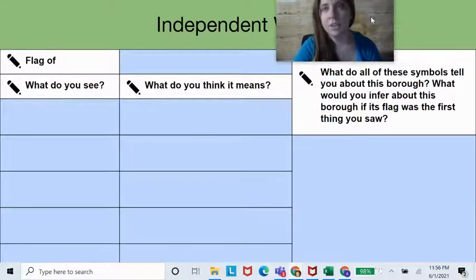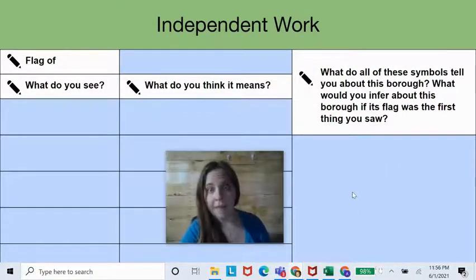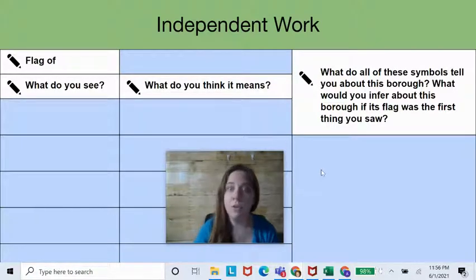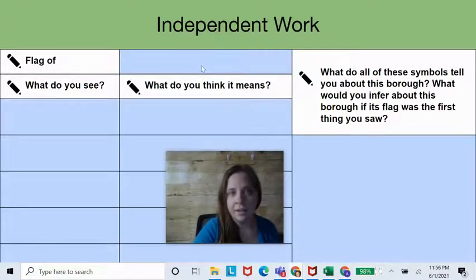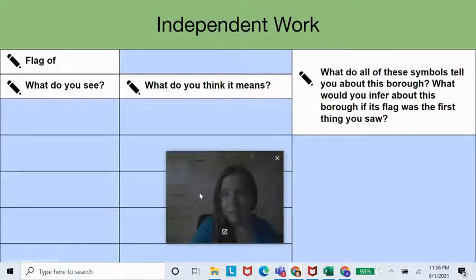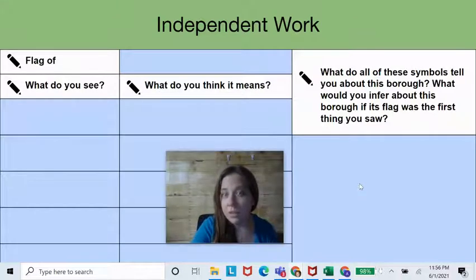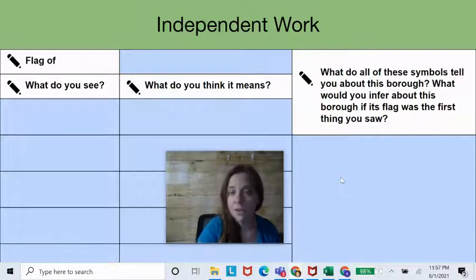Now I go into my questions. So once I choose one of my flags, just like in class when we did this for our New York flag, you're going to choose one borough to study. You're going to name the flag here. And then you're going to tell everything you see. And then you're going to put everything that you think it means. And then last but not least, I want you to make an educated guess all about that borough. So using the symbols and what they mean, I want you to make a judgment on what that borough is all about based on that flag that was created so many years ago.